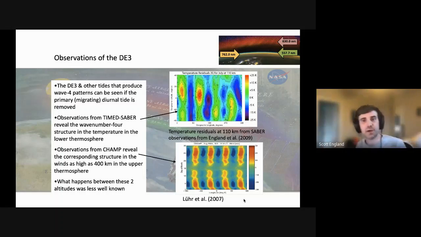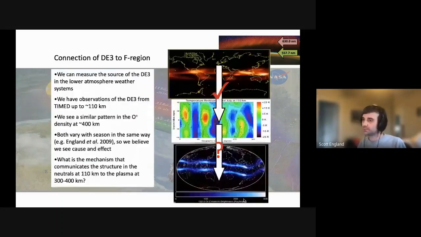And this was great. And we built up this picture, and we could see these wave patterns varying with season. And we'd see a corresponding variation in the ionosphere that sort of matched that seasonal view. So it became pretty clear that we understood these waves are what's causing this structuring.